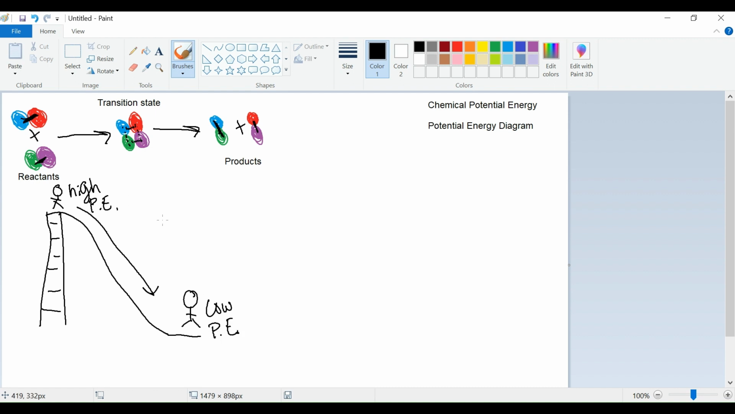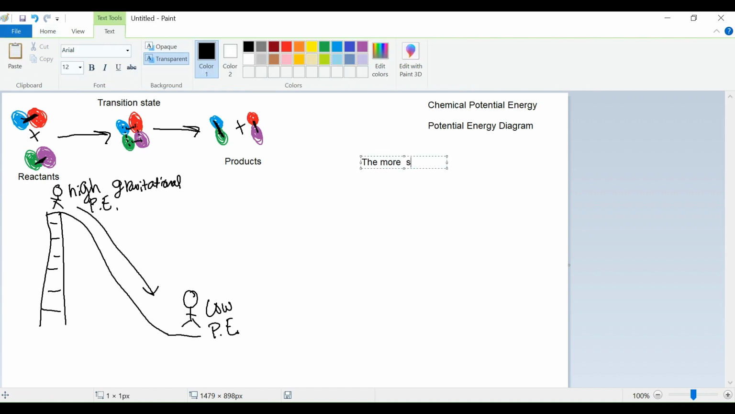So here, we're going to have something similar that we're thinking about, except instead of thinking about gravitational potential energy, which is what this example uses, we're going to think about chemical potential energy. And every molecule contains chemical potential energy, and how much chemical potential energy they have is determined by how stable that molecule is. The more stable a molecule is, the less potential energy it has.